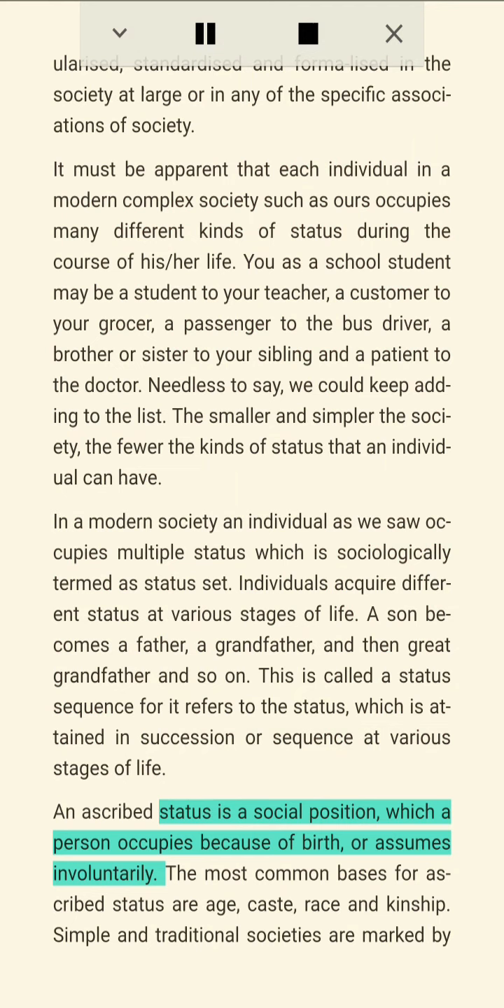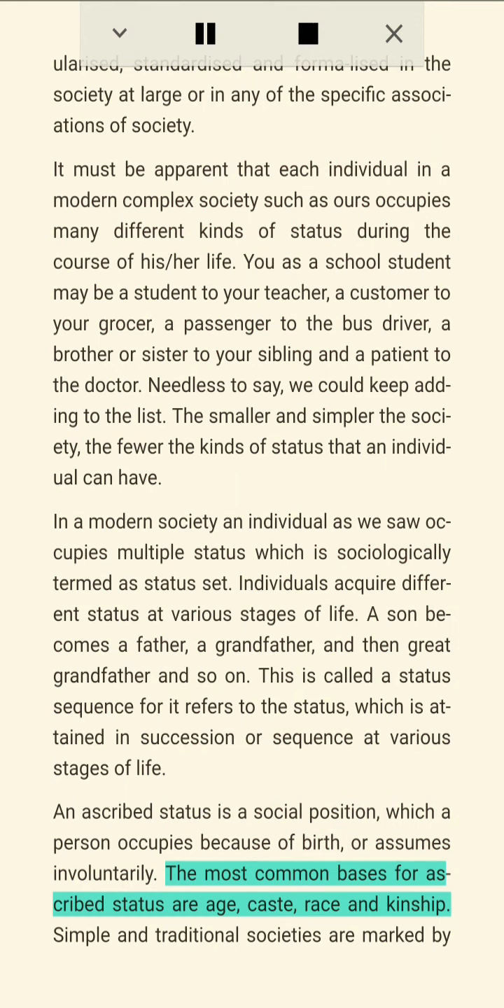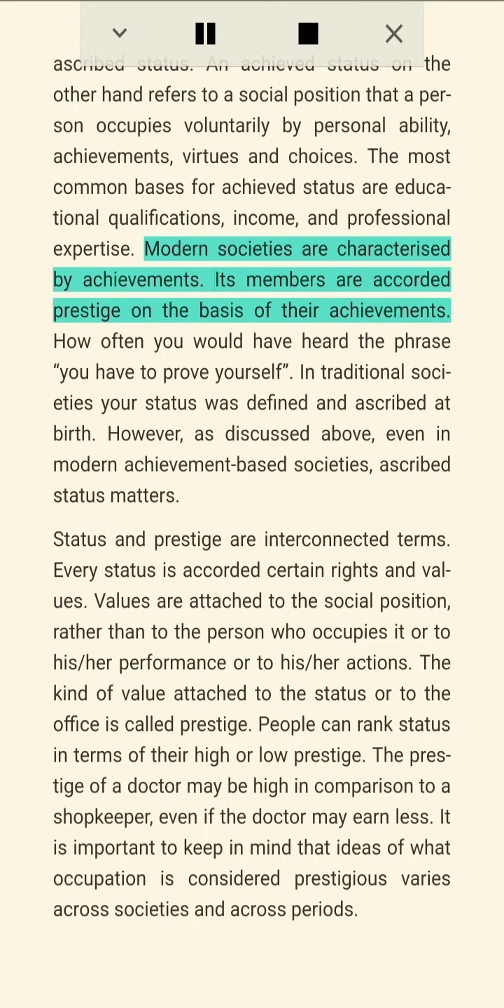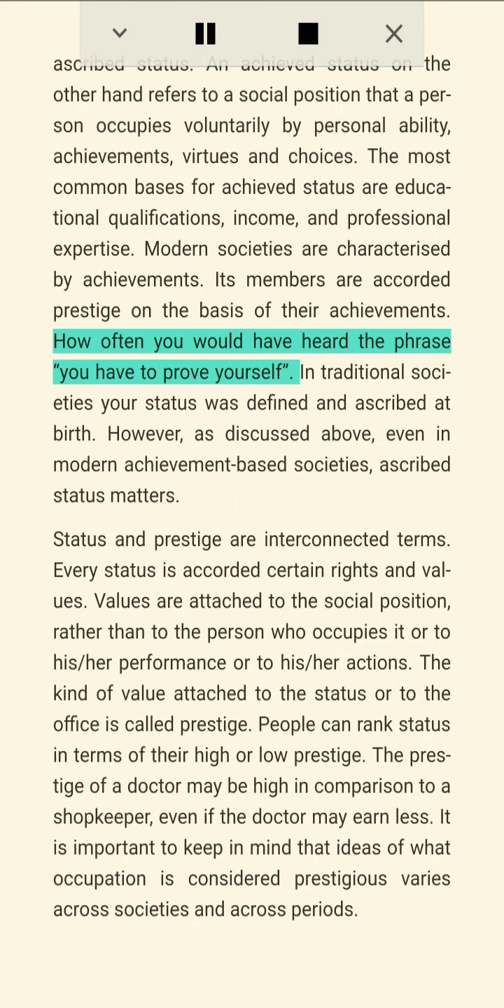various stages of life. An ascribed status is a social position which a person occupies because of birth or assumes involuntarily. The most common bases for ascribed status are age, caste, race, and kinship. Simple and traditional societies are marked by ascribed status. An achieved status, on the other hand, refers to a social position that a person occupies voluntarily by personal ability, achievements, virtues, and choices. The most common bases for achieved status are educational qualifications, income, and professional expertise. Modern societies are characterized by achievements. Its members are accorded prestige on the basis of their achievements.